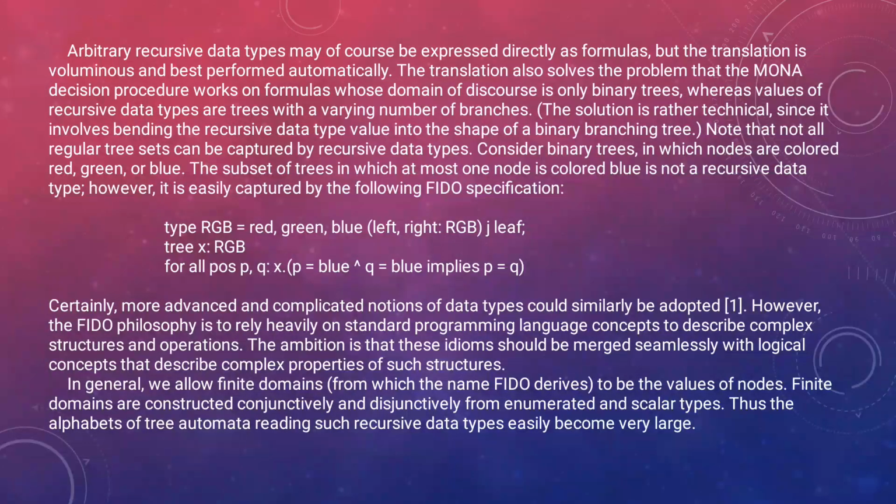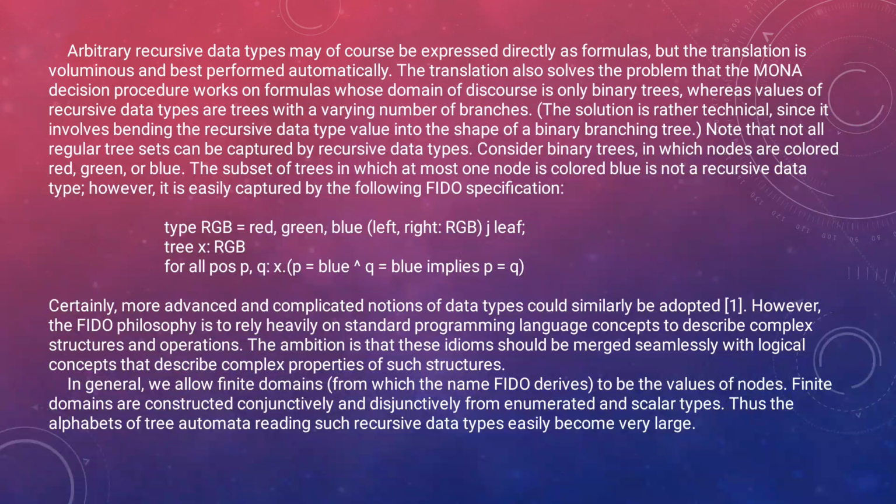Arbitrary recursive data types may of course be expressed directly, but the translation is voluminous and best performed automatically. The translation also solves the problem that the Mona decision procedure works on formulas whose domain of discourse is only binary trees, whereas values in recursive data types are trees with a varying number of branches.